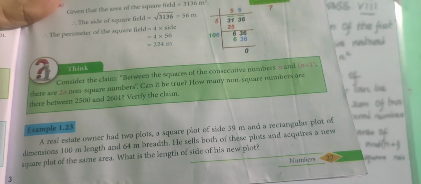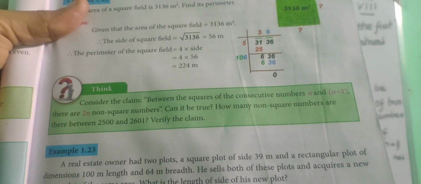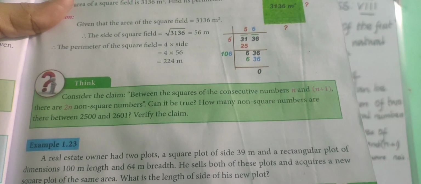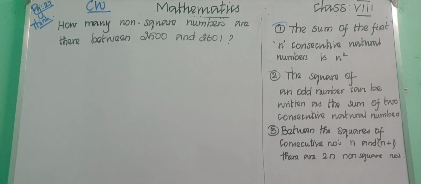Let us try. You can take your classwork notebook, children. Put today's date in your classwork notebook and write this question. It is in page number 27, in the box which has the heading of think. So write the question. How many non-square numbers are there between 2,500 and 2,601?